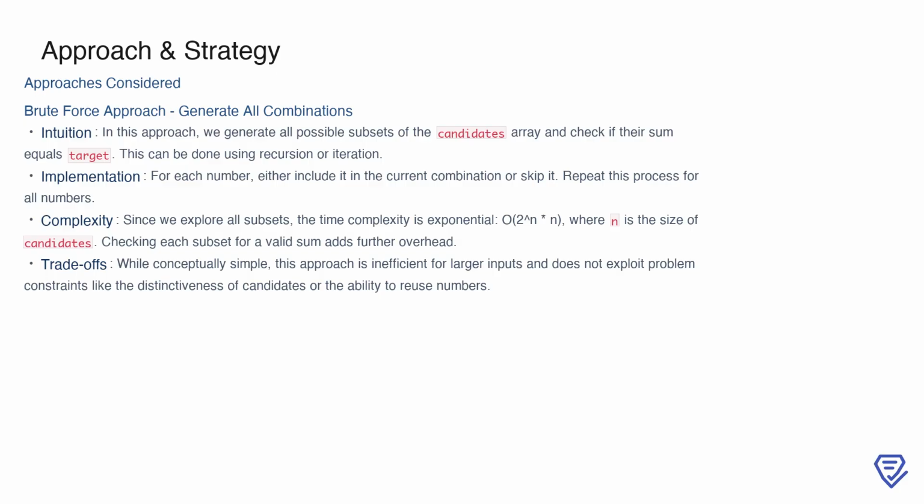While this method is straightforward conceptually, it's not efficient. The time complexity is exponential, specifically 2 to the power of n times n, where n is the size of the candidates array. This is because we're exploring all subsets and then verifying their sums. Additionally, this approach doesn't take advantage of problem constraints, such as the distinctiveness of candidates or the fact that numbers can be reused. As a result, it becomes computationally expensive for larger inputs, making it impractical for real-world use cases.